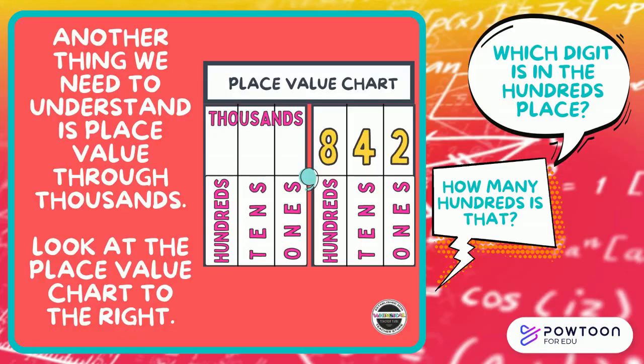Another thing we need to understand is place value through thousands. Look at the place value chart to the right. Which digit is in the hundreds place? How many hundreds is that? Did you say that there's an 8 in the hundreds place? And that's 8 hundreds? That's worth 800.